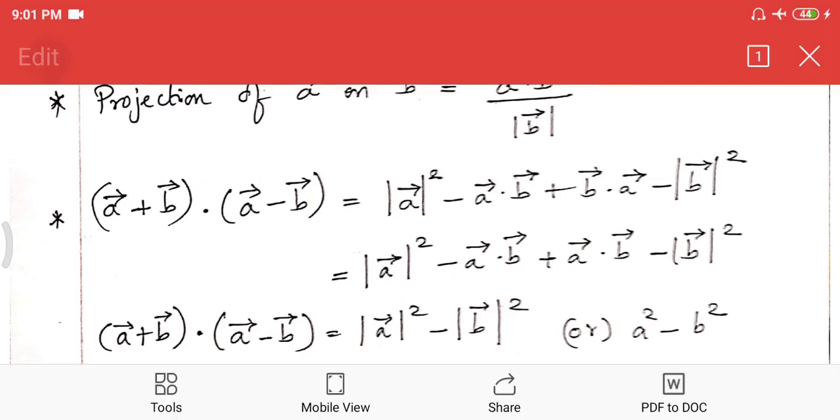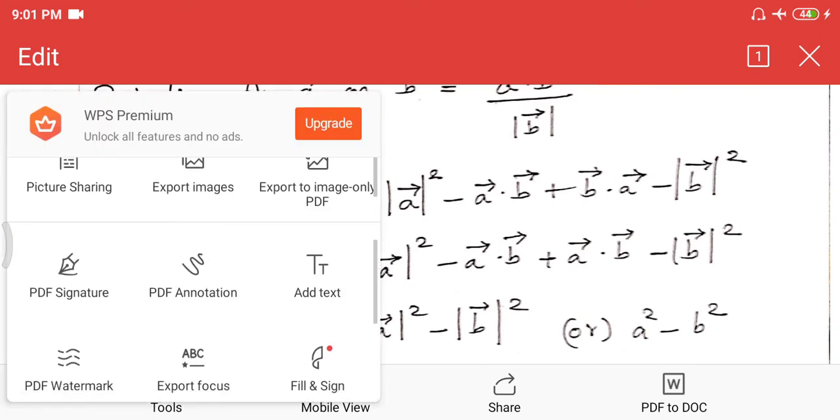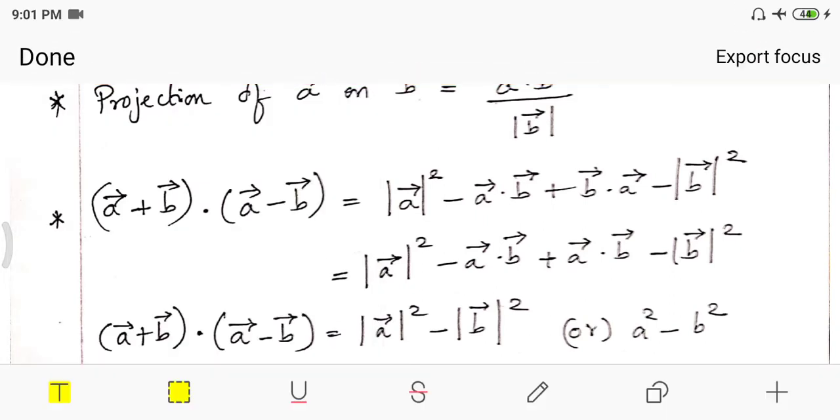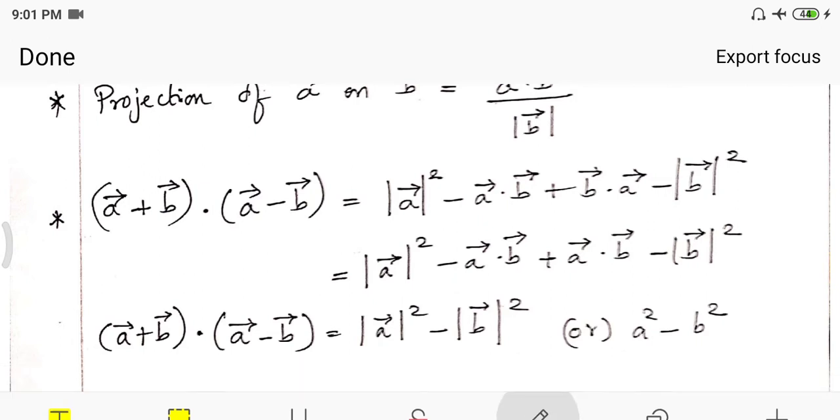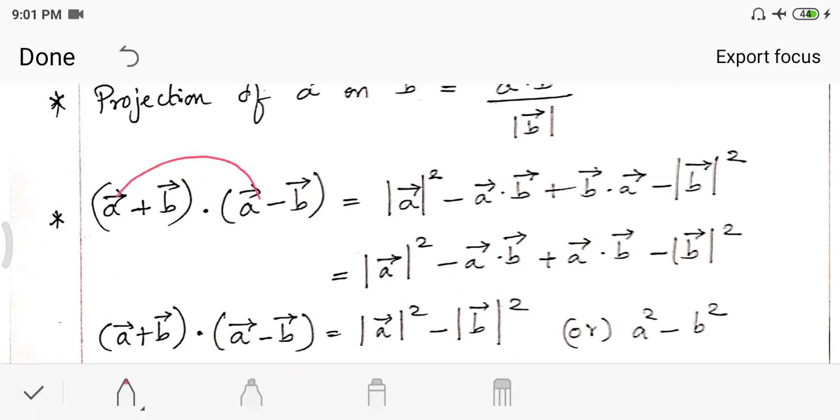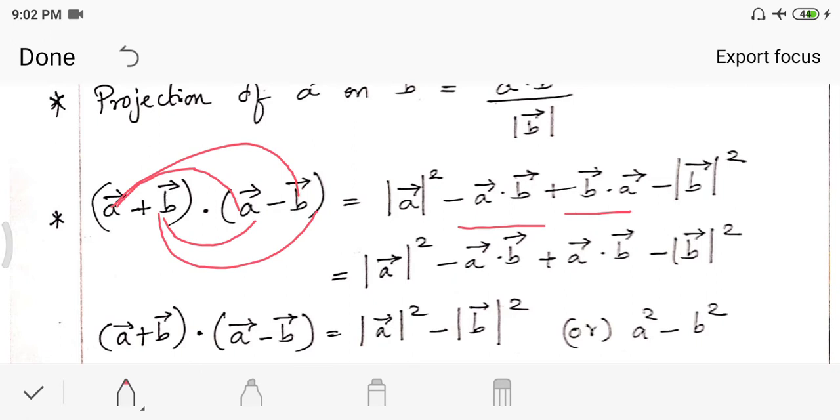Let us see how this we got. See, usual multiplication. A vector dot A vector is modulus of A squared. Proof I have given. Then after A vector dot A vector, we go for A vector dot B vector. I have written here, plus into minus minus. Then B vector dot A vector, I have written here. Then plus times minus is minus. B dot B is B squared. A dot A is A squared. B dot B is B squared.